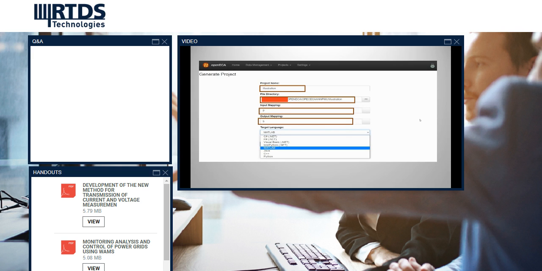Then we can select the language in which we have to develop or to send the data. Suppose we have to send the data to MATLAB, then we will select MATLAB, or any other language you can select.